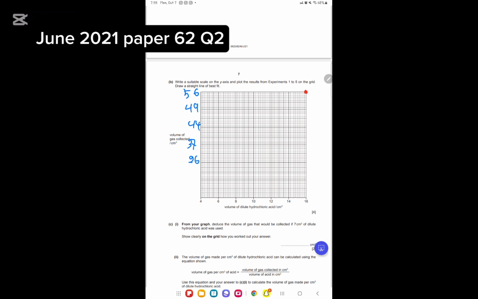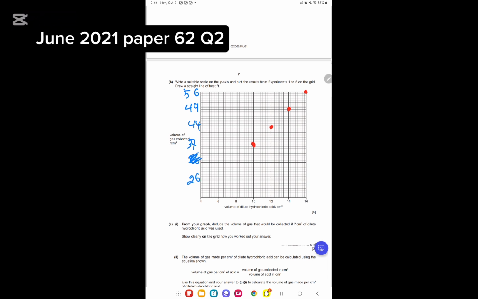Then at 14, we got 49, so I'm going to say that 49 is over here. Then at 12, we got 44, so 44 is over here. Then at 10, we got 37, so if 37 is over here, we're going to put the point over here. And then finally, at 6, actually wait, let me put the 26 over here then.